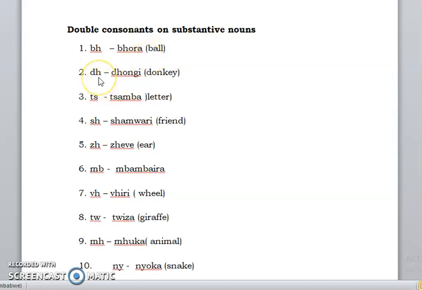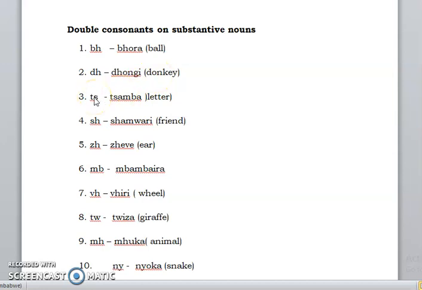The second one is Dh. If it doesn't have an H, it's pronounced as D. But with an H, it's Dh. Dhongi, that's a noun, Dhongi, which means donkey.